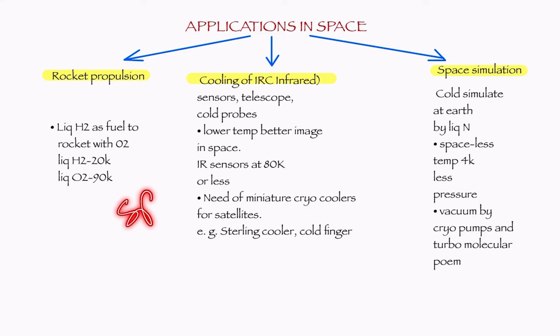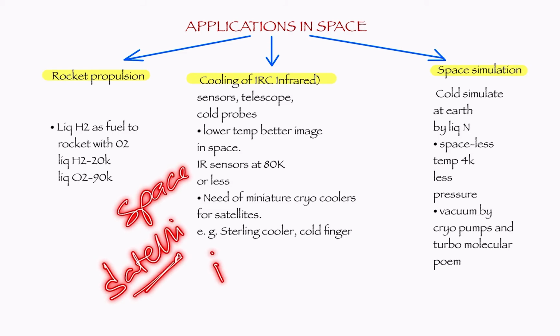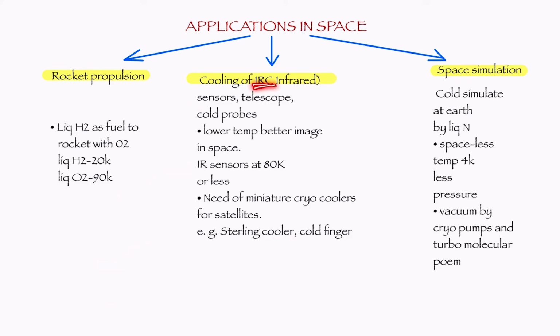In space we launch satellites. Why do we launch satellites? To get images. We get images through infrared sensors, telescopes, and cold probes which are attached to the satellites. Basically, the lower the temperature, the better the image we get in space. Infrared sensors capture images at 80 Kelvin or temperatures less than that. And for getting such low temperatures in space, we need miniature cryocoolers for satellites.